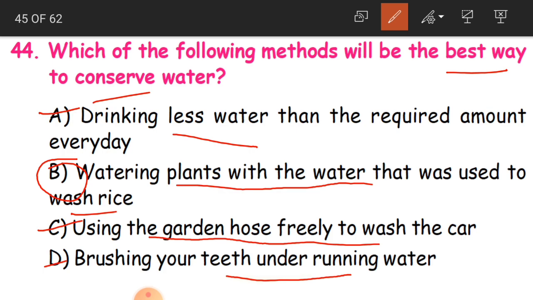So children, if you have plants at your home, please ask your parents to water your plants with the water which you use to wash the rice. Okay, clear?